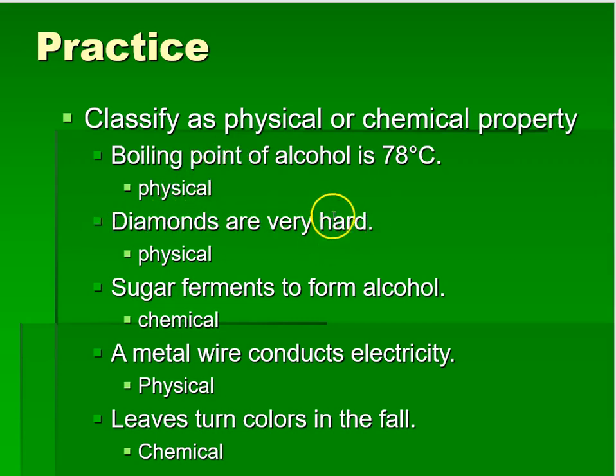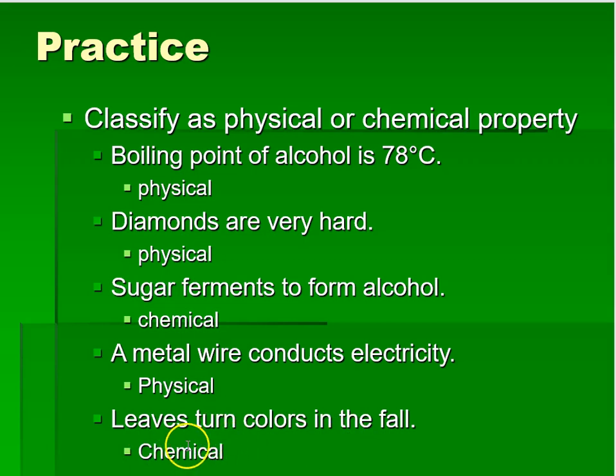Diamonds are very hard. Hardness is a physical property associated, again, with it being a solid. Sugar ferments to form alcohol. Okay, we're making something new. Fermentation is just the process that gets it there, so that would be chemical. Metal conducts electricity, so we're looking there that an electric current can flow through the metal, but does the metal stay the same? Yes. There's not a difference in the metal. It's not like you put electricity through it and it becomes something different. If we have copper wiring for our electrical outlets, the copper stays copper. It doesn't change, so that's a physical property. And then leaves turning color in the fall.